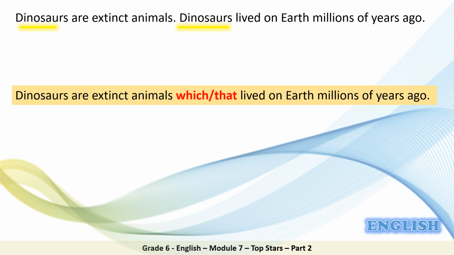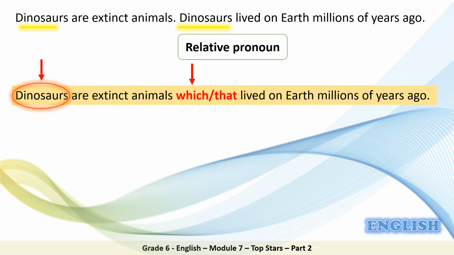Dinosaurs are extinct animals which or that lived on Earth millions of years ago. What did we do here? Good. We replaced the word dinosaurs with which or that. So the word which or that refers to dinosaurs. What do we call this word, which or that? Good job. We call it relative pronouns. So the relative pronoun refers to animal. It gives me more information about the word dinosaurs, the animal.